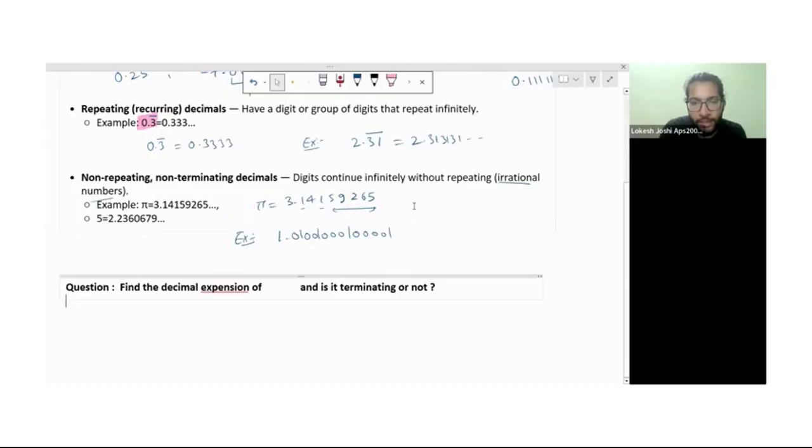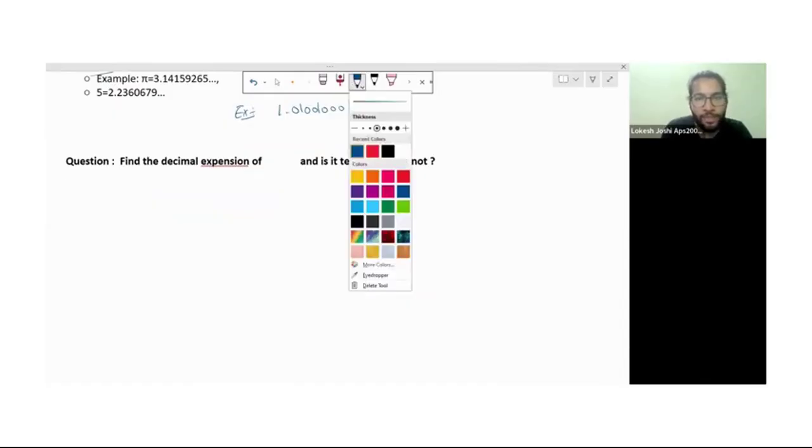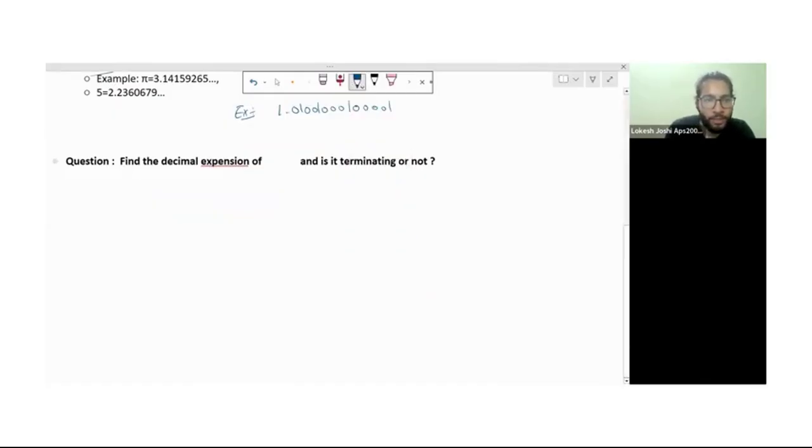Now at the last of this video, I will take an example and explain how we can write the decimal expansion of any number. We have to find the decimal expansion of, let us say, 10 by 3, and find whether it is terminating or not. So if we solve for the decimal expansion, first of all we have to divide 10 by 3.